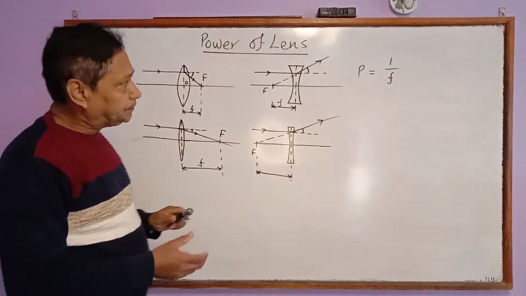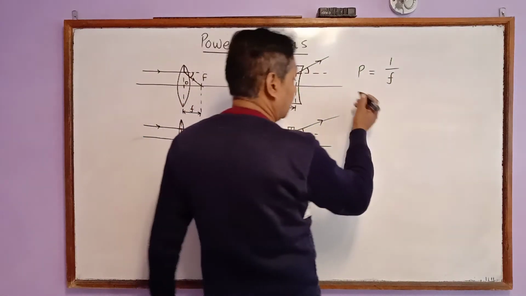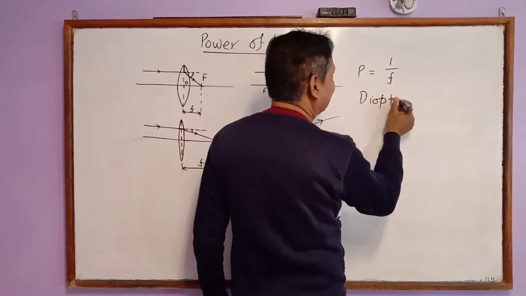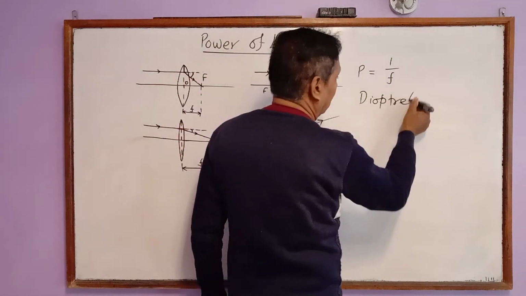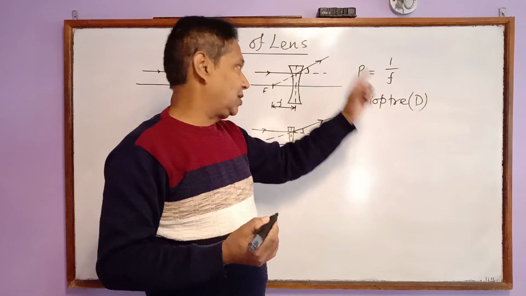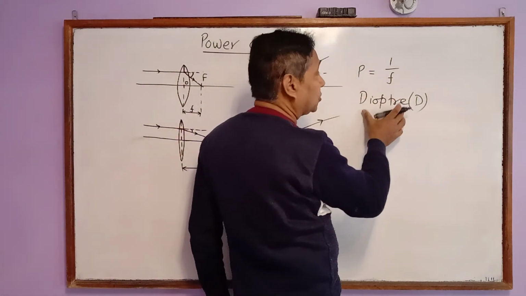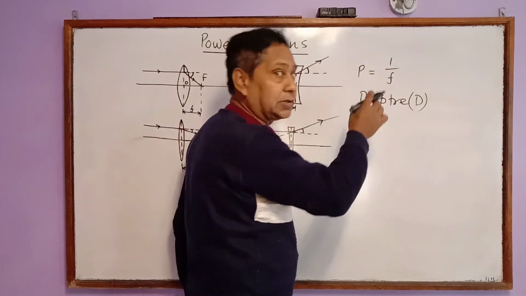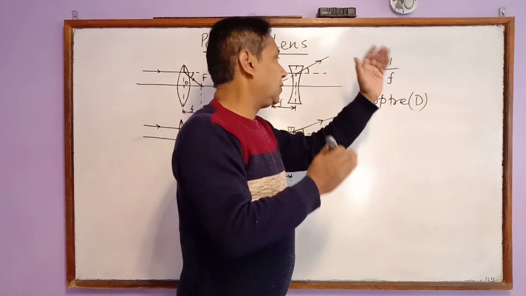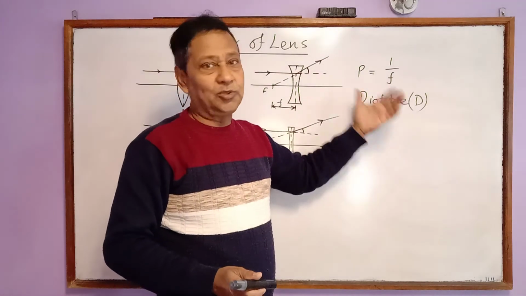Now, next matter, what is the unit of power? Power of lens is measured in diopter, D-I-O-P-T-R-E, diopter, and it is symbolized by capital D. Don't forget this. This is the unit of what? Power of lens. But power of lens is in diopter if the focal length is taken in meter. That's why, while solving numerical problems, we have to remember that if we take focal length in meter, then only the power will be in diopter, otherwise not.